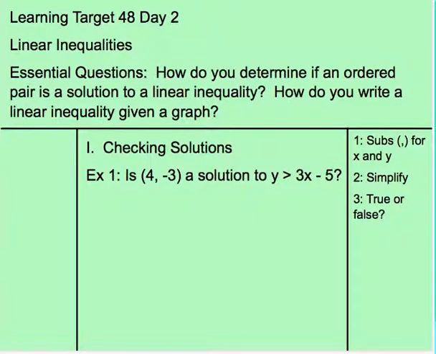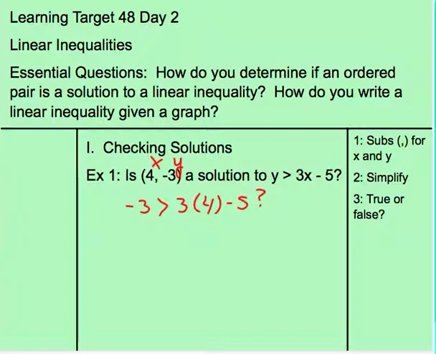In this video, we're going to take a look at two topics. Our first topic is checking to see if an ordered pair is a solution to an inequality. So we remember that our ordered pair is x, y, and we substitute those values into our inequality. So y becomes -3, and x becomes 4. And then we ask ourselves, is it true?